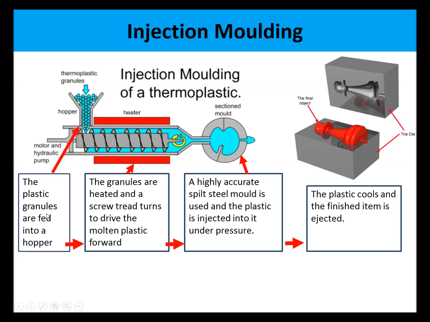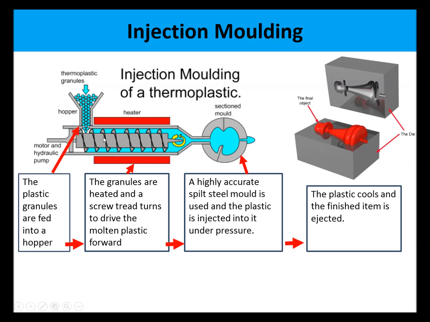Now here is the process of injection molding. There's a flow diagram down the bottom here. This is a sectional view, so it's showing the machine cut away. The blue is the plastic, the thermoplastic granules, which could be a material such as HIPS. These granules are fed into a hopper. The granules are heated, and this screw is called an Archimedean screw.